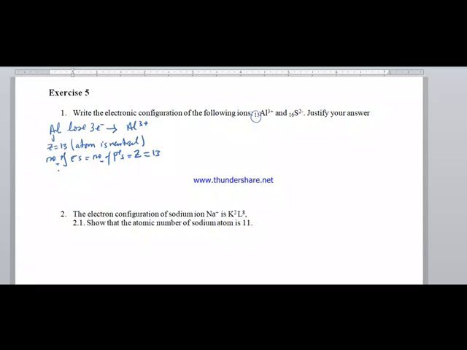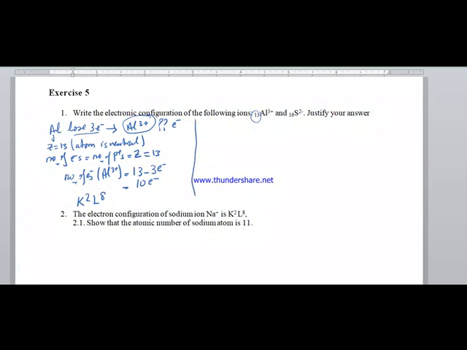We found the number of electrons in the aluminium atom is equal to 13. The aluminium atom loses 3 electrons, so the number of electrons in the Al3+ ion is equal to 13 electrons in the atom minus 3, since it loses 3 electrons, so it has 10 electrons. To write the electron configuration of the aluminium ion for the 10 electrons: K2 and L8.